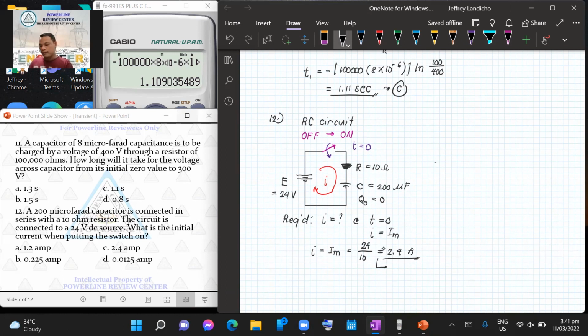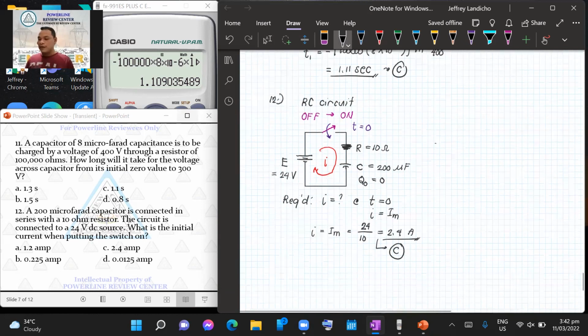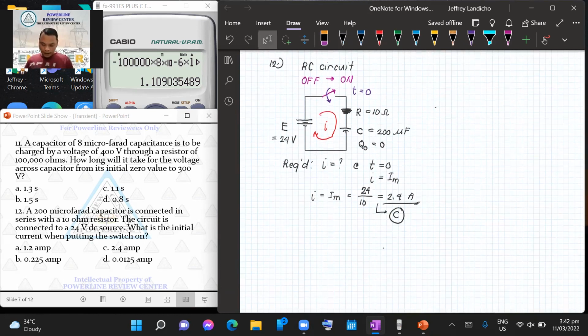2.4 ampere. Anong letter? Cut style. Gets ba, kapatid? So basta wag mo lang kalimutan yung diode at saka disco. Hindi ka maliligaw dyan sa mga behavior ng ating capacitor at inductor.